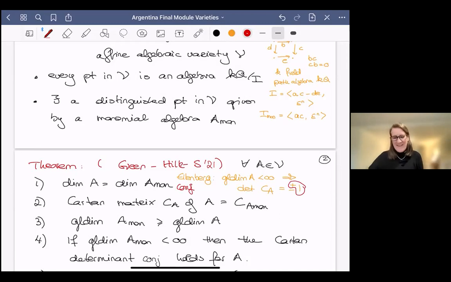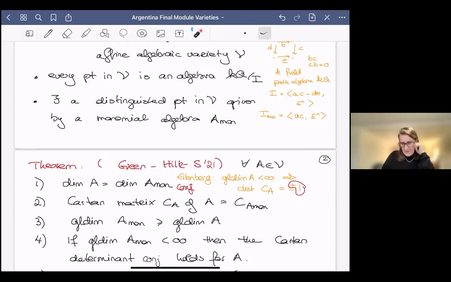And I find this quite remarkable, right? I mean, how difficult can it be? We already know it's plus or minus 1. So all we need to know now is that it's plus 1, but it's open. However, we know that the Cartan determinant conjecture holds for certain classes of algebras. And one class of algebras where we know that it holds is the class of monomial algebras. That's a result by Wilson.